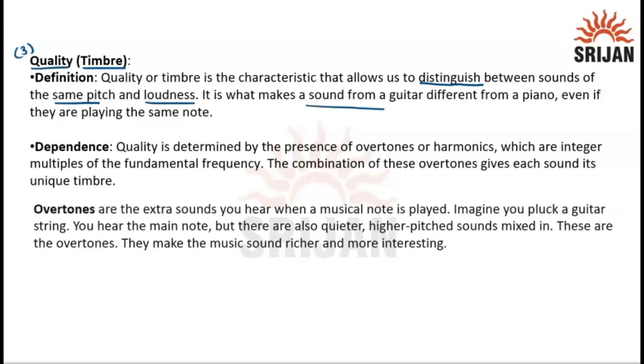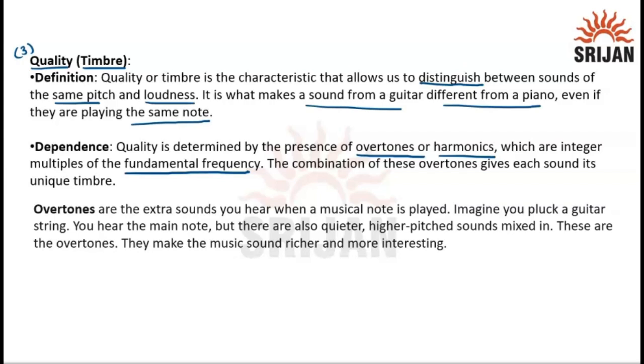It makes the sound from a guitar different from a piano. Guitar and piano sound different to us. Maybe they have the same pitch and loudness, but still we can distinguish them because of the quality, even if they are playing the same note. So on which factor is the quality determined? Quality is determined by the presence of overtones or harmonics, which are integer multiples of the fundamental frequency.